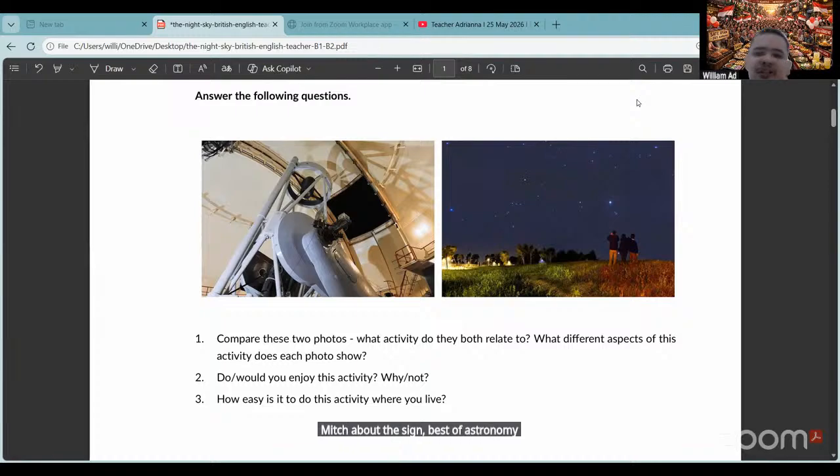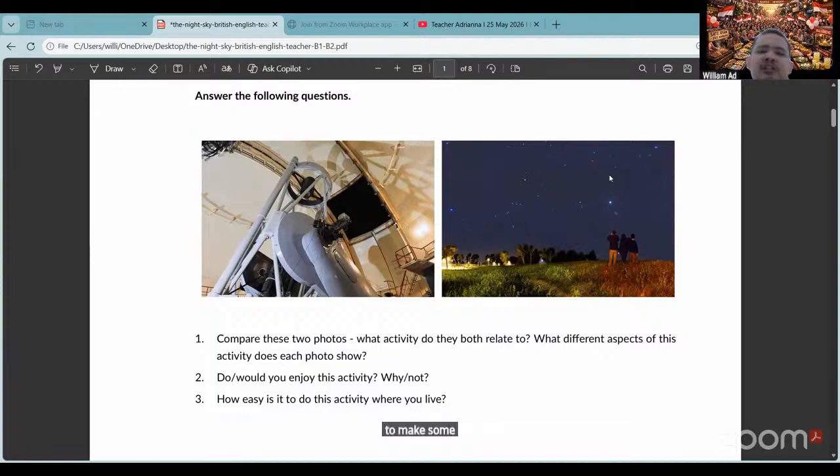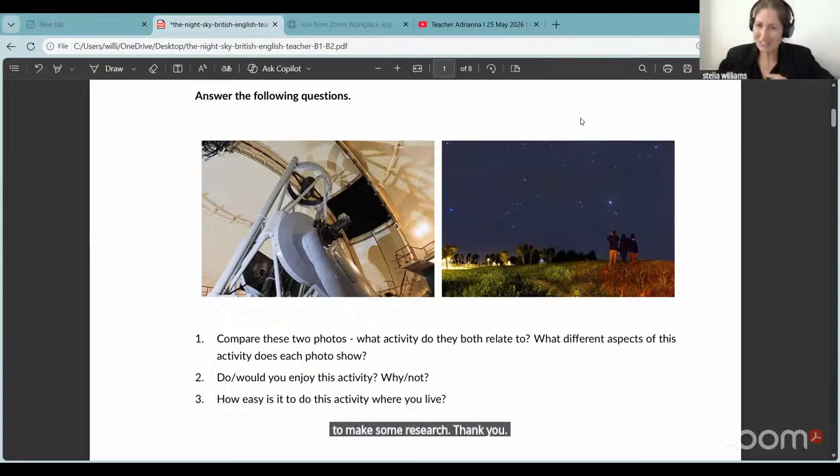I have seen that it was creepy. There were three people wanting to see the stars. Maybe they like to use a telescope to do some research. Thank you, William. Very nicely described there. Thank you.